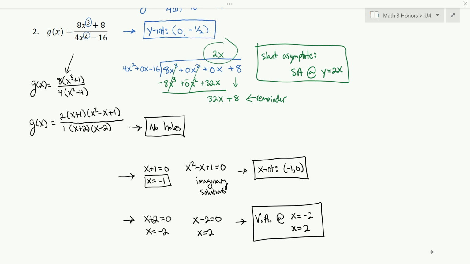And if you're just reducing numbers, that has no effect on whether there's a hole in your graph or not. It's just, when you get the hole in your graph, that's when you're reducing factors that have variables in them. Okay? So here, no holes in the graph.